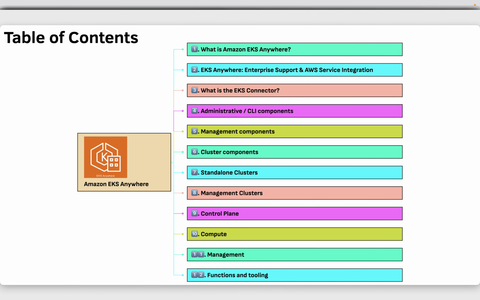So this lecture will contain all these topics. What is Amazon EKS Anywhere? EKS Anywhere, Enterprise Support and AWS Service Integration. What is the EKS Connector? Administrative and CLI components, management components, cluster components, standalone clusters, management clusters, control plane, compute, management, functions and tooling.